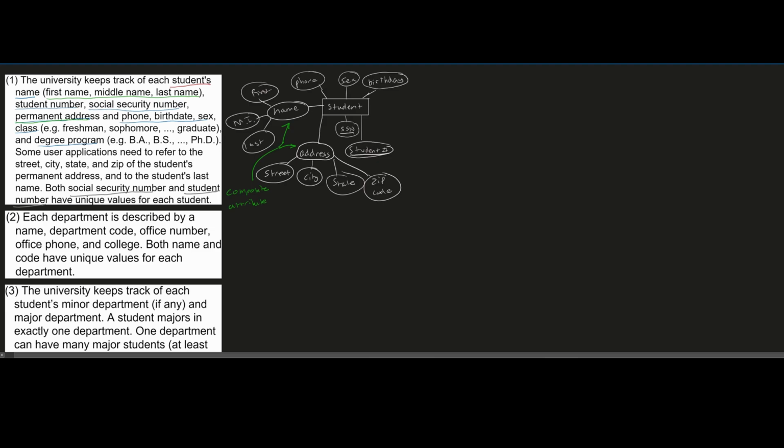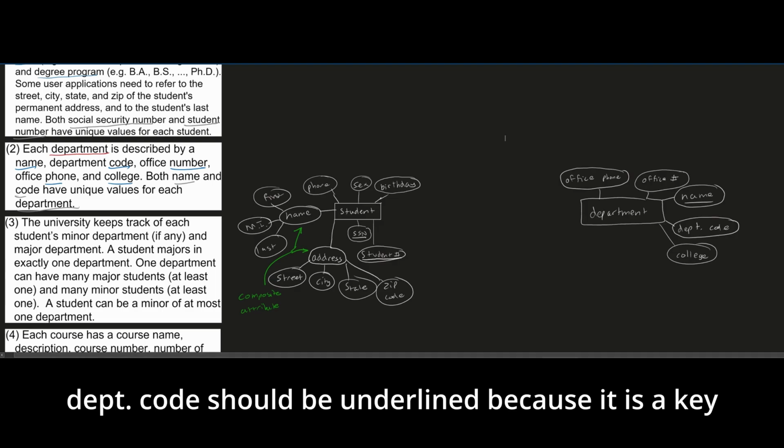Next we have each department, and so the department should be our entity. We have here a name, a department code, an office number, a phone number, and a college. Both the name and code have unique values, so that means we are going to have a key for the name and our code for each department. And now we can write this out. That's going to be it for the second one.